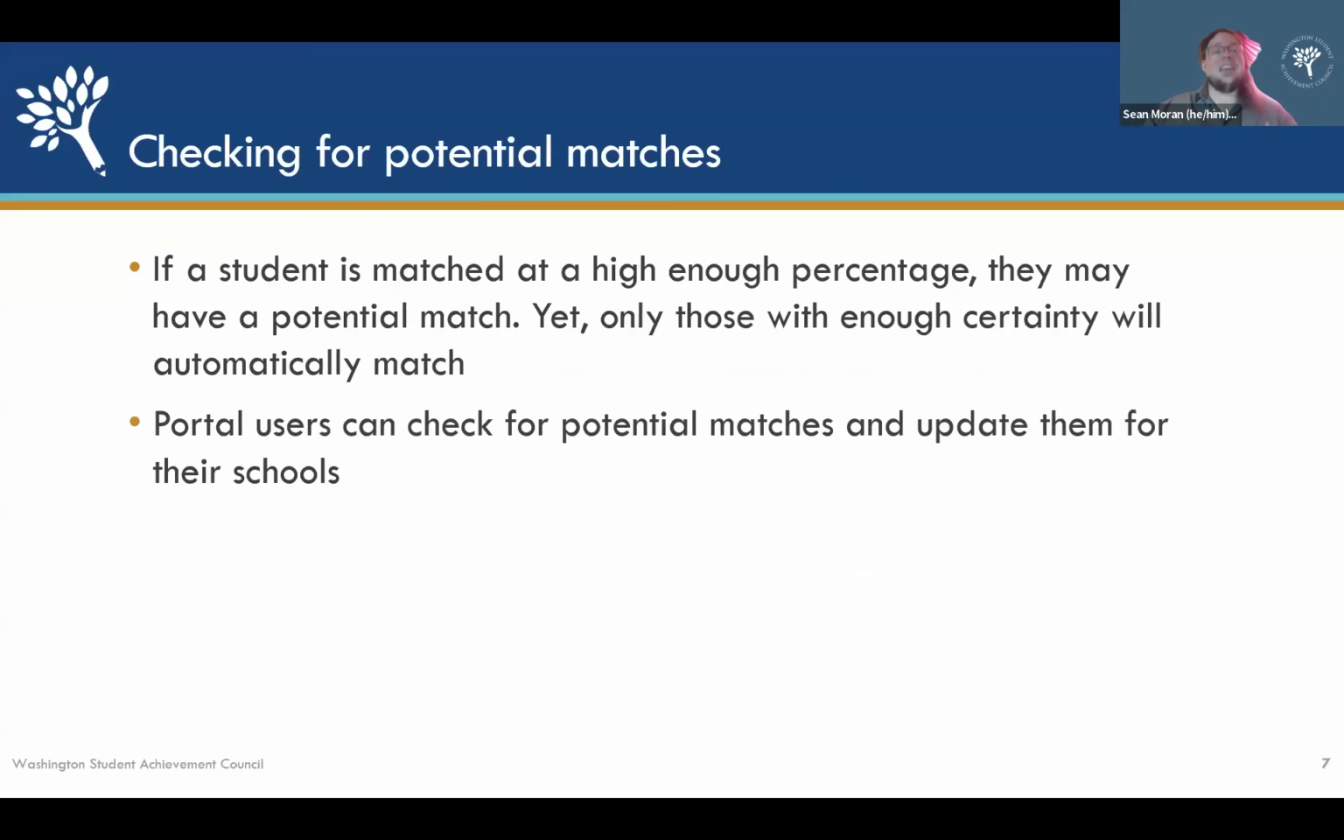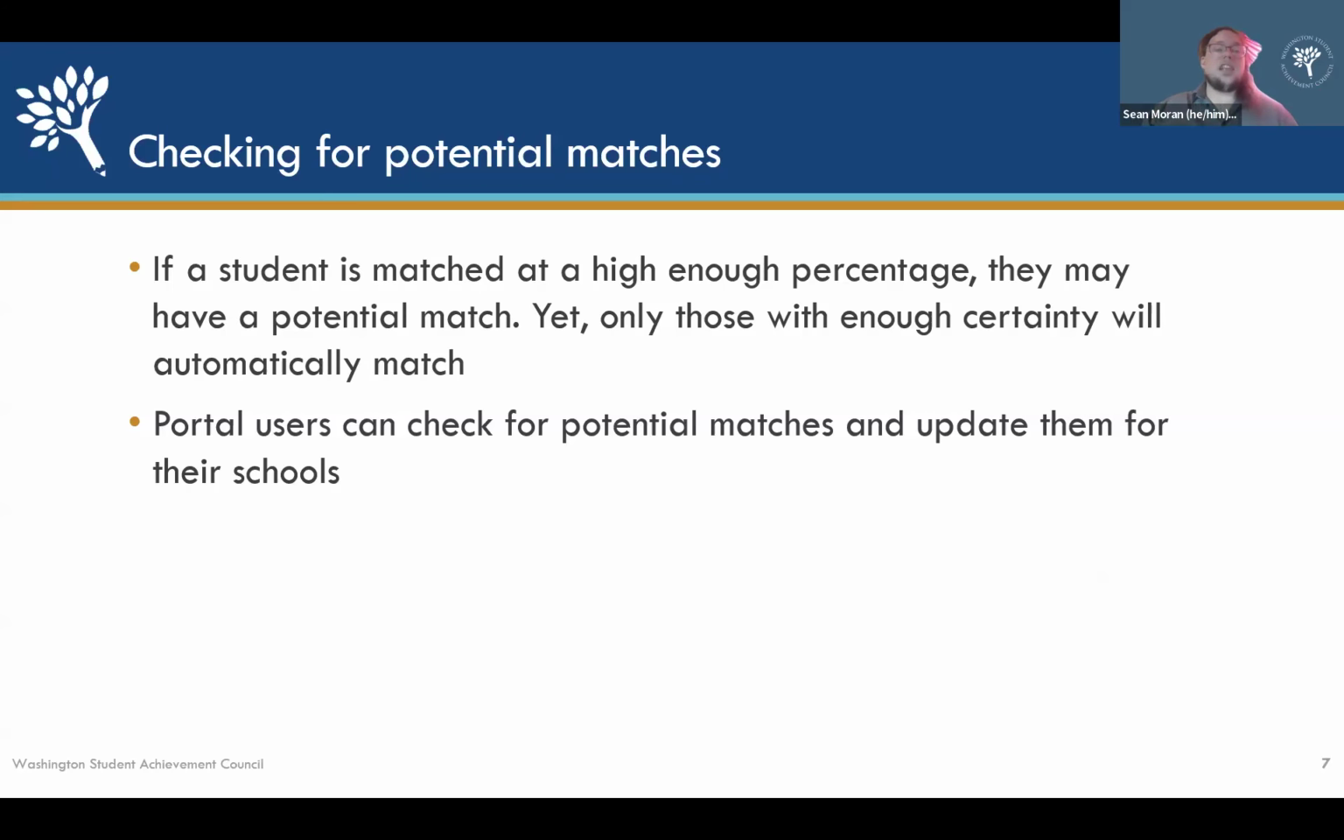Okay, the next big thing is checking for potential matches. So one of the things is the FAFSA completion portal is based on the name, the date of birth, and the zip code of the students. And so it looks at the CEDARS list, and then it looks at the FAFSA application, and it looks at what is this a high enough percentage? And if a student is matched at a high enough percentage, such as 10%, they may have a potential match. Yet only those with enough certainty will automatically match. I believe that's about 30%.